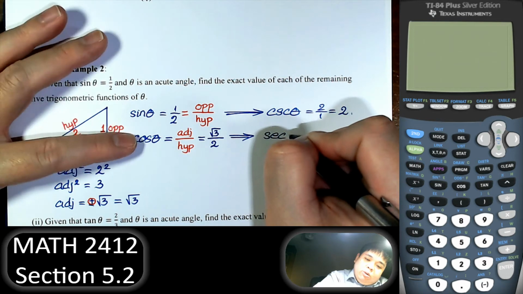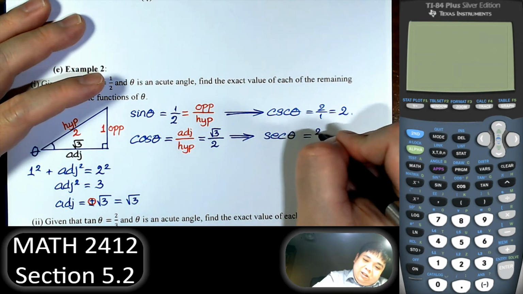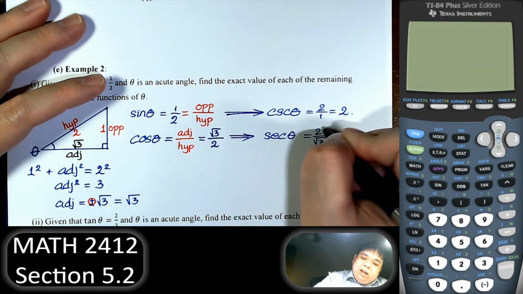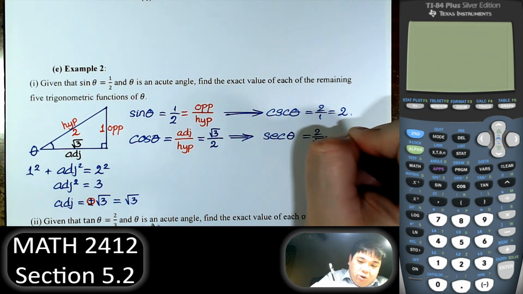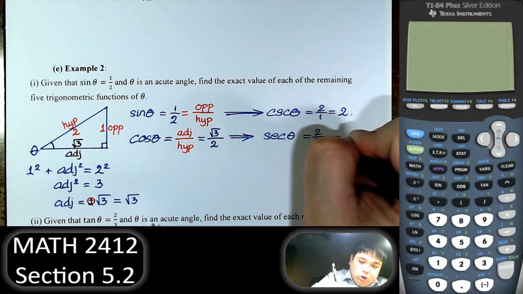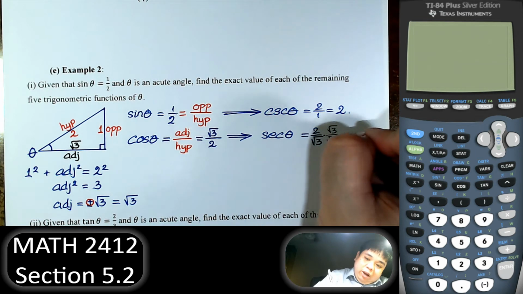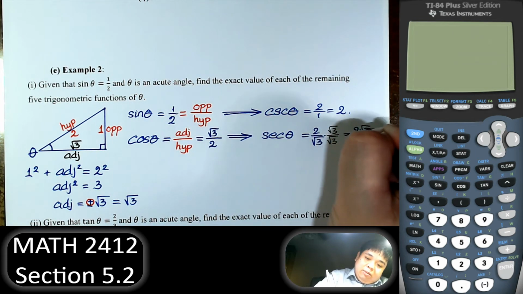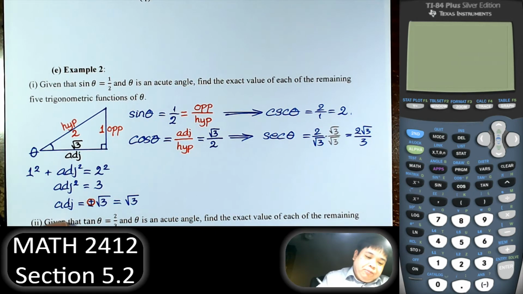And reciprocal of cosine is secant. Yeah, we just write like that. Of course, if we want to rationalize the denominator, just multiply square root of 3 top and bottom, so that we will have 3 at the bottom as opposed to a square root.